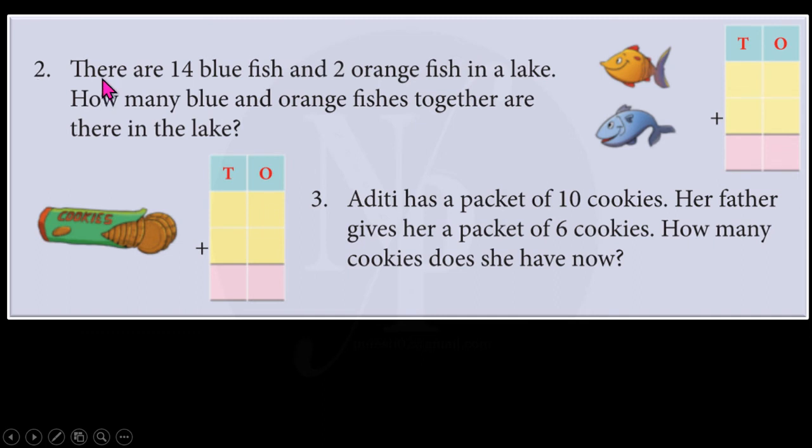Question number 2. There are 14 blue fish and 2 orange fish in a lake. How many blue and orange fishes together are there in the lake?